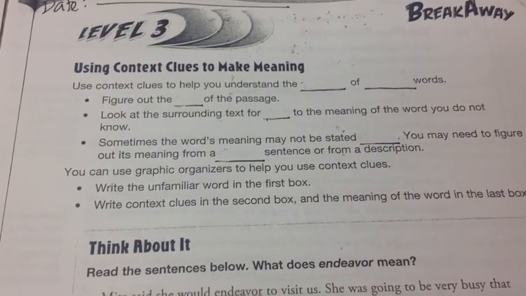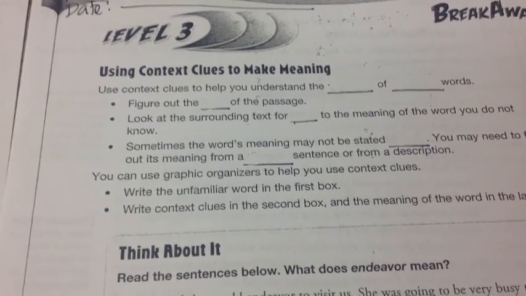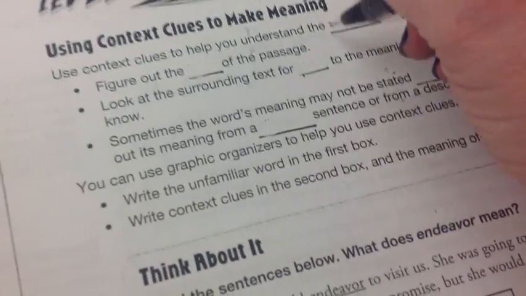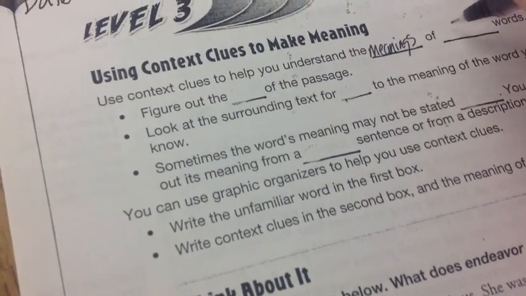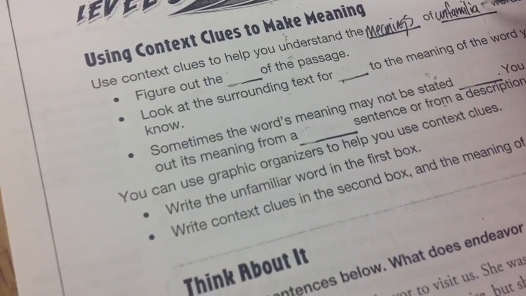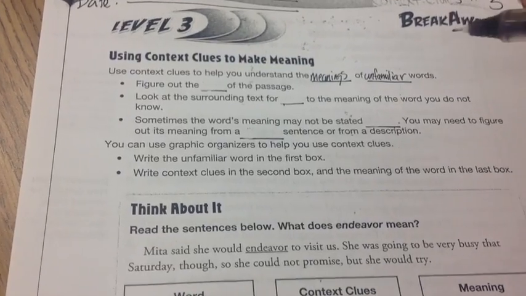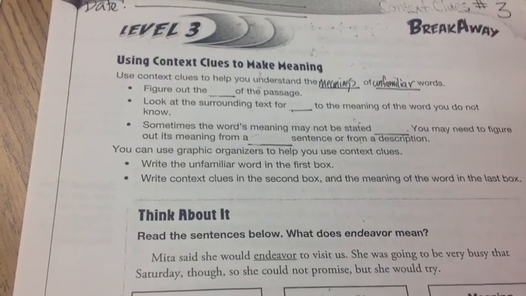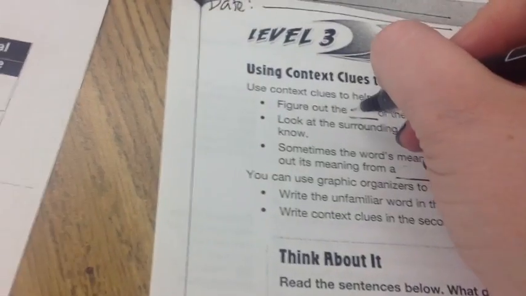Let's go ahead and start taking notes. Using context clues to make meaning. Use context clues to help you understand the meanings of unfamiliar words. Let's go ahead and write that in. Okay. Look at the surrounding text. Figure out the topic of the passage. Go ahead and write that in.